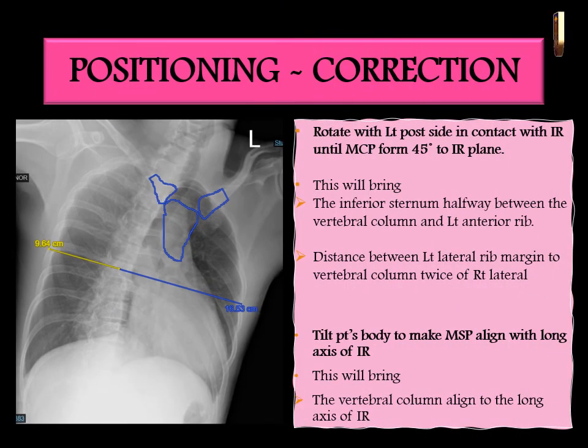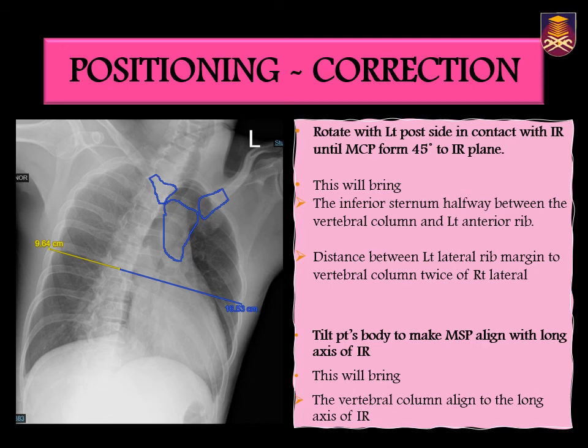To improve the positioning, and considering that the area of interest is the left axillary rib, the patient needs to be rotated with the left posterior side in contact with the image receptor until the mid-coronal plane forms 45 degrees to the image receptor plane. This will bring the inferior sternum halfway between the vertebral column and the left anterior rib.